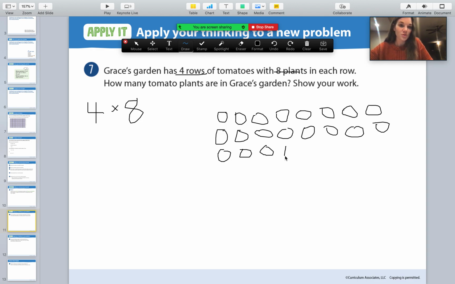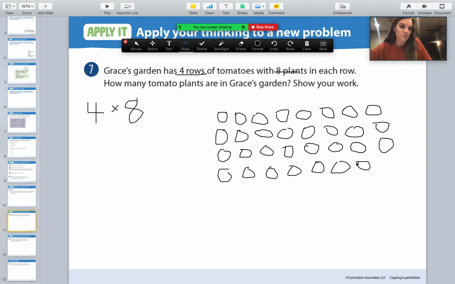So I'm going to do another row of 8. If you guys need to pause this at all, if I'm going too fast, you can. Okay, I have 3 rows of 8, but how many rows do I need? I need 4, right? So I'm going to do 1 more row of tomatoes. Okay, so this is my array. This is what it's going to look like.